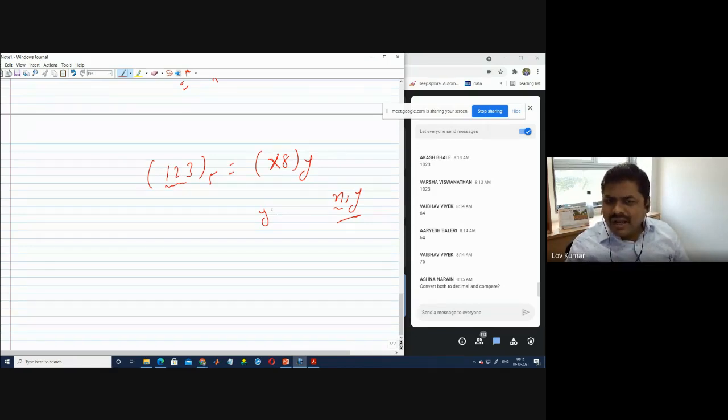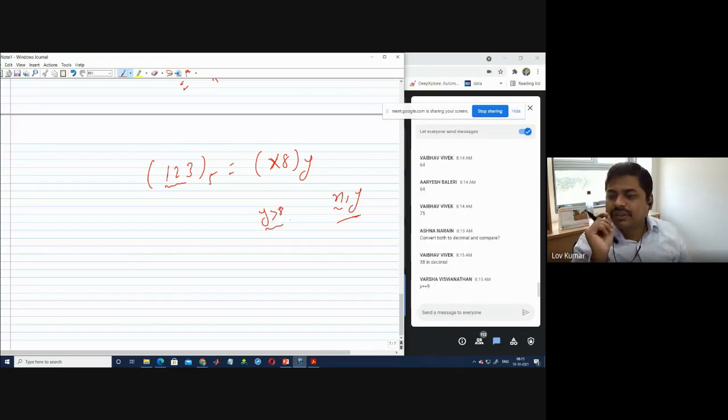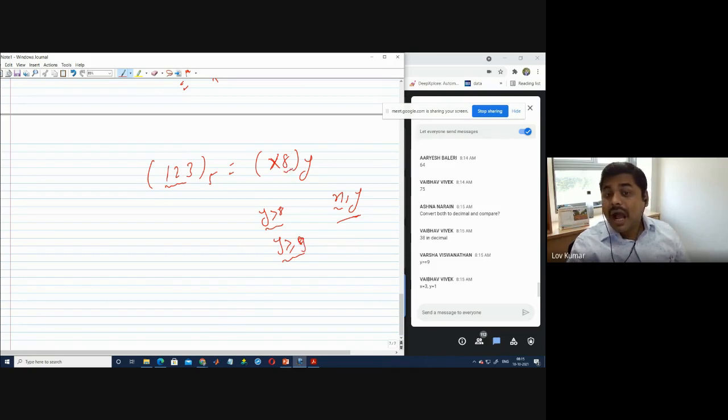So can we write that the value of y must be greater than or equal to 9? Why are we writing that? Because here we have written 8, and if you are writing 8, definitely the base must be greater than 8. So either you can take 9, 10, 11, something like that. So whatever solution you have given, x equal to 3, y equal to 1, that is not the right solution.